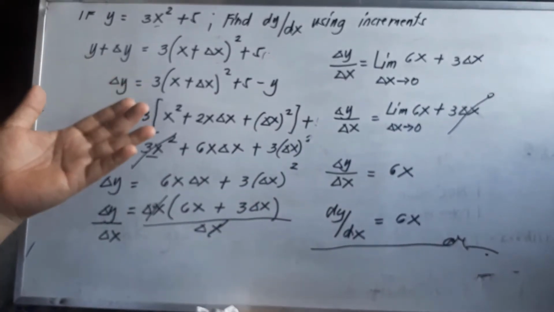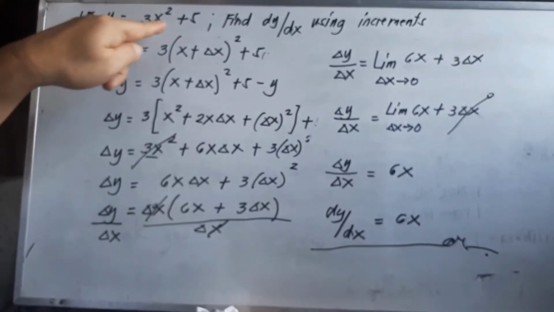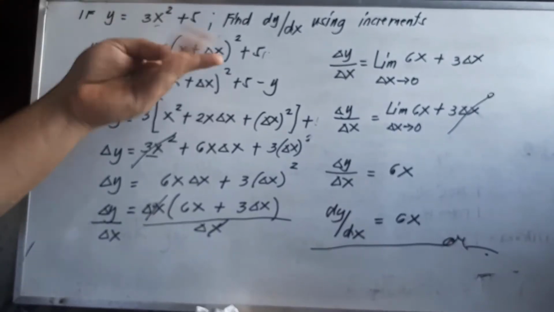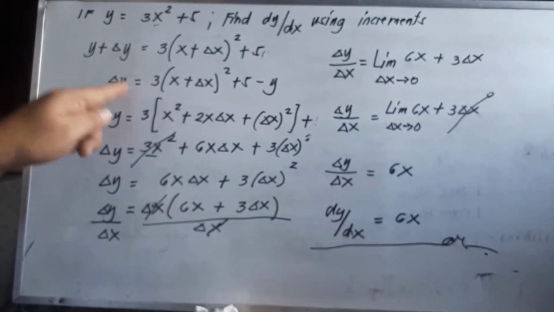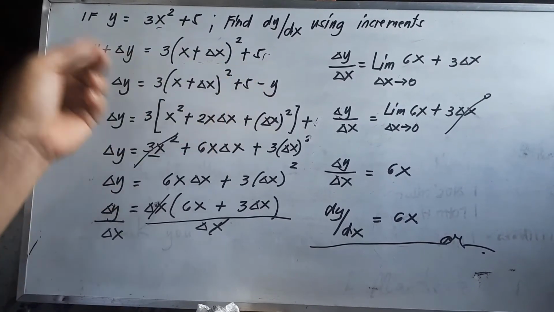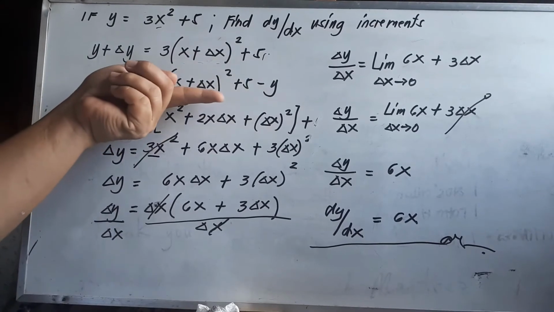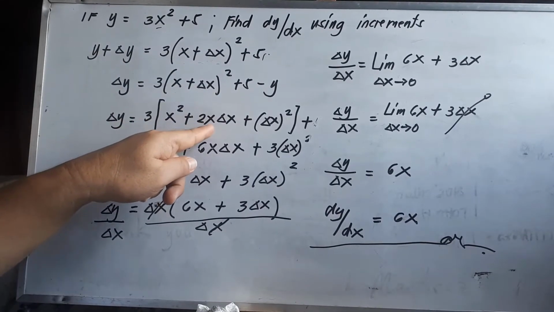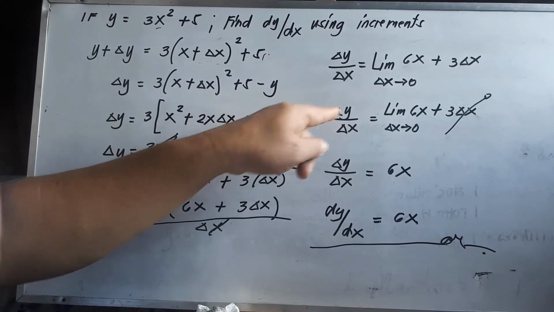Now, again, may I just give a summary of what we have presented. Given the function y is equal to 3x squared plus 5, first you have to change y into y plus change of y, and x into x plus change of x. And then apply the process: change of y, transpose y to the other side. That is why from positive it turned out to be negative, because we are transposing it to the other side. Then here, expansion of the binomial: x squared plus 2x change of x plus change of x squared. We just erase the other factors here, 5 and so on.